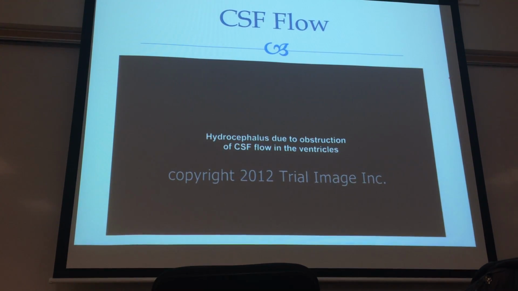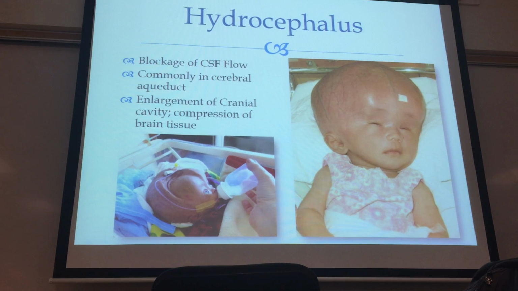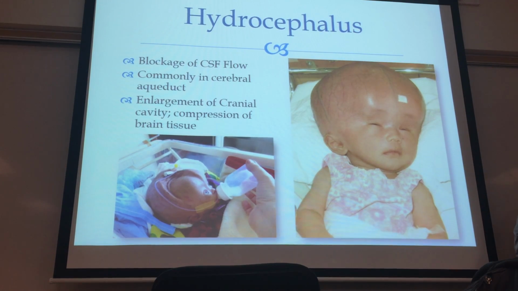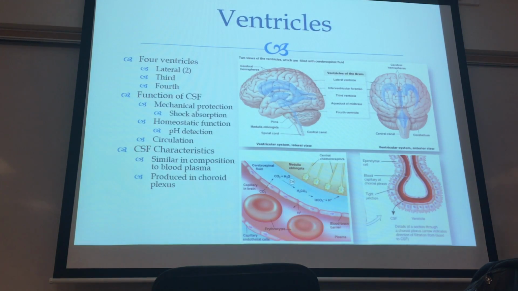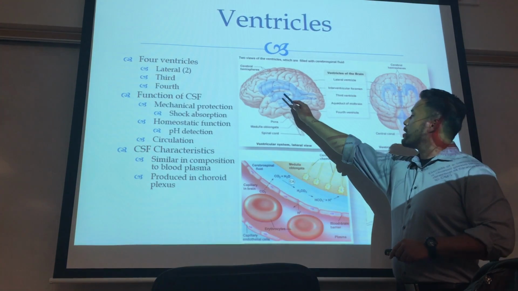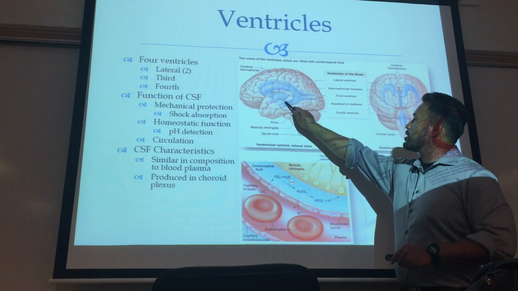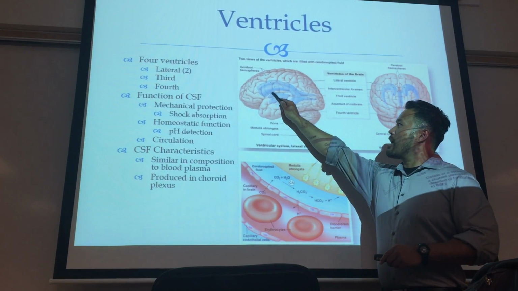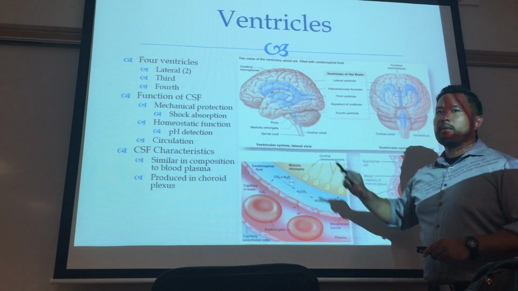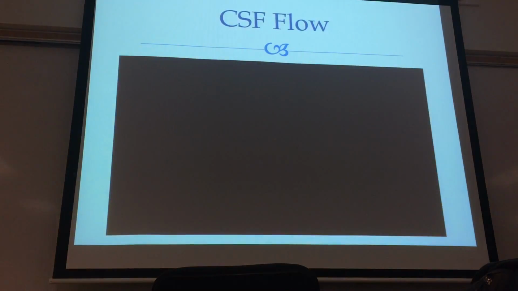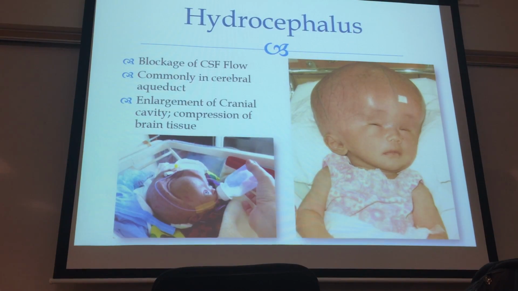Now, this next slide shows you what happens if there's a blockage of that. And where that blockage would typically take place, typically takes place around in the interventricular foramen or the cerebral aqueduct. Any way you look at it, any blockage of that area is going to start to create a buildup of fluid. And that buildup of fluid, especially in babies, is called hydrocephalus.